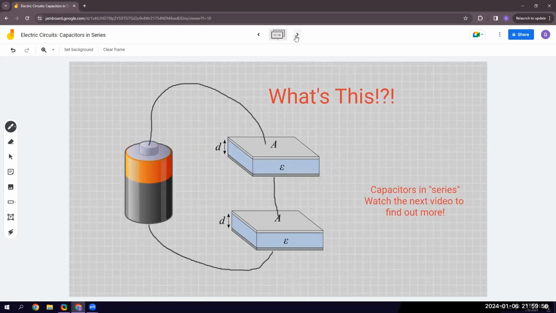All right, we'll take a look at this. Looks a little similar to what we were just looking at. However, we see that there are 2 capacitors attached to one another. This, ladies and gentlemen, is called capacitors in series, and it's what our next video is going to discuss. So be sure to check that out.